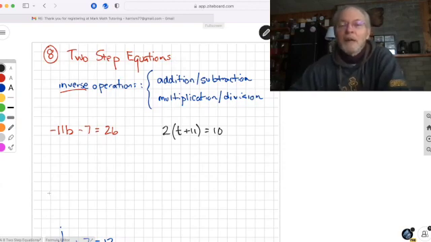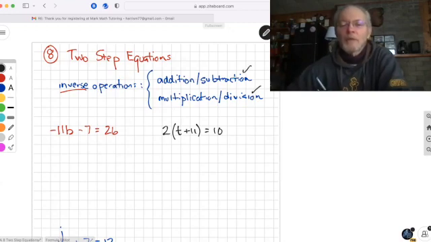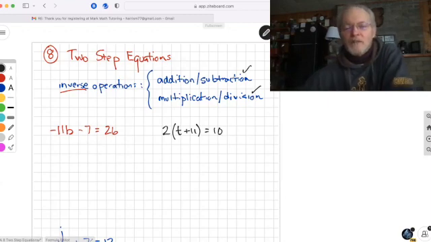And today in our Getting Ready for Algebra series, we're covering the 8th skill, two-step equations. In a couple of previous videos, we learned how to solve one-step equations using inverse operations. We learned that inverse operations can include multiplication and division or addition and subtraction. Well, we're going to apply both of those today. Let's take a look at the first example.